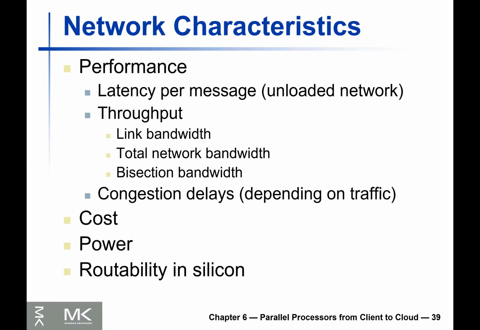Performance, network characteristics: latency per message, unloaded network, throughput, link bandwidth, total network bandwidth, and bisection bandwidth. Also congestion delay depending on traffic, cost, power. All of these apply when we talk about the network. We certainly suffer from latency. These are the parameters that always affect the network: latency and bandwidth, and also cost, power, routability in silicon.